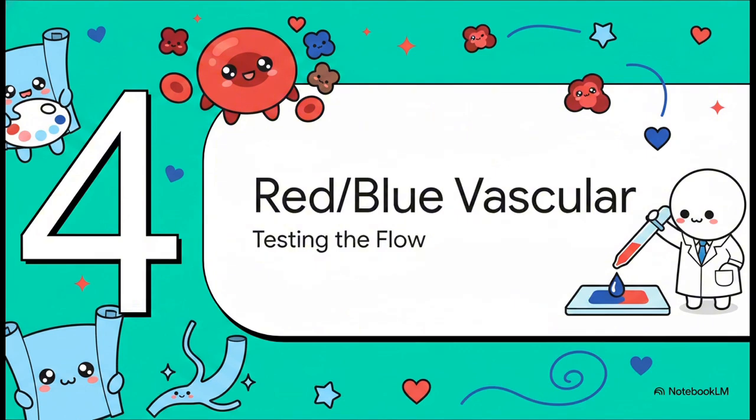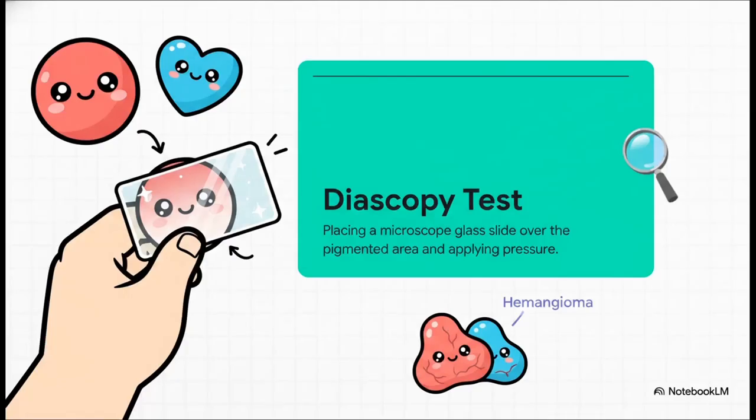We're moving off melanin and onto hemoglobin and hemosiderin. This is a category where literally a single, simple clinical test can completely make or break your diagnosis. And that crucial test is diascopy. This is an absolute must-know high-yield definition for both your clinical practice and your exams.